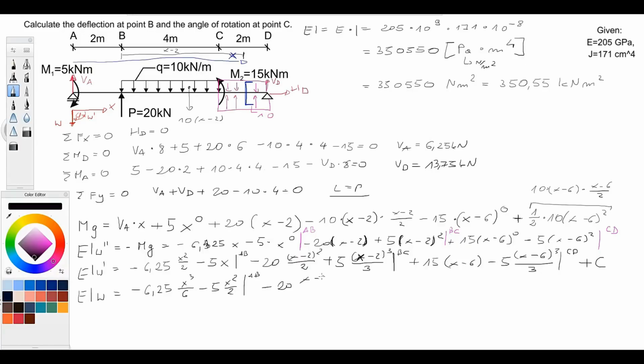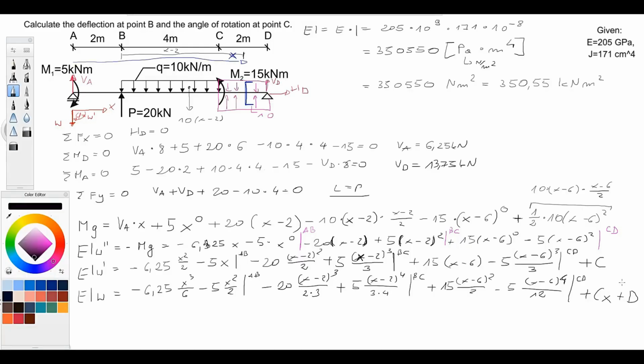Minus 20x minus 2. Again, the same story. Let me expand it correctly this time. Plus 5x minus 2 to the fourth power. 3 times 4. I might as well write 12, but let's write it out in a detailed version. X minus 6 squared over 2. Minus 5x minus 6 to the fourth power over. And here I'll maliciously write 12 for a change. Interval CD concluded. Plus C, but I integrated C too. So CX, and a new constant. And we have the equation for the deflection line. We have the equation for the angle of rotation for any point.